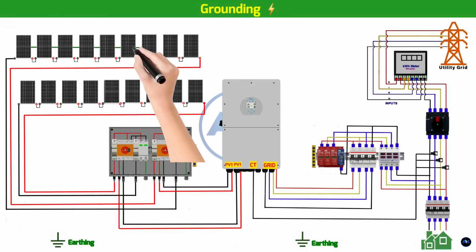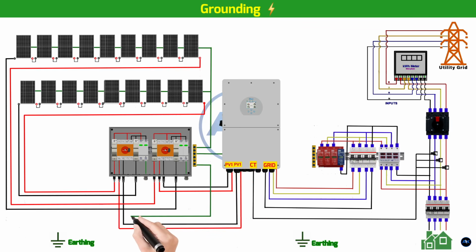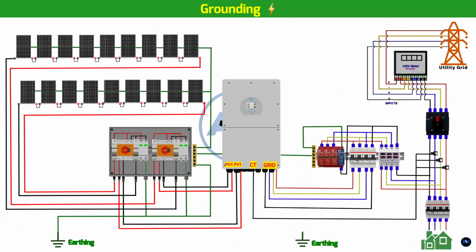Grounding, the foundation of safety. Grounding is non-negotiable. It protects people and equipment from electrical faults and lightning strikes. 1. DC grounding. Every solar panel frame must be connected to a common grounding wire. This wire runs down the roof and connects to the main grounding electrode of the system, usually a copper ground rod, driven deep into the earth. All the metal mounting rails should also be bonded together and connected to this grounding wire.